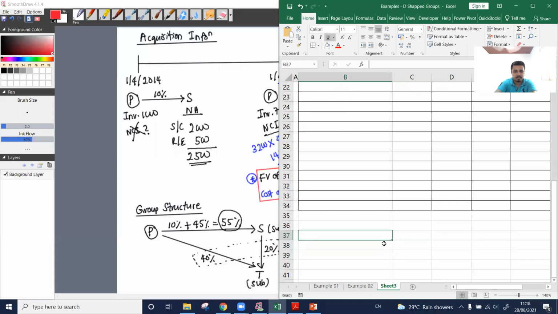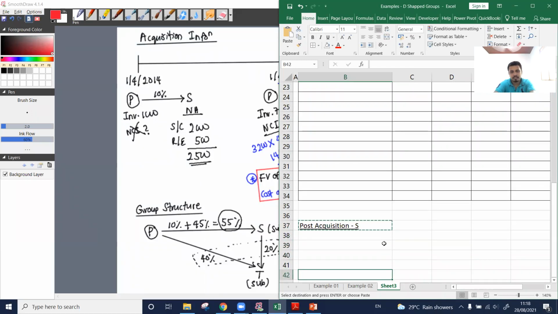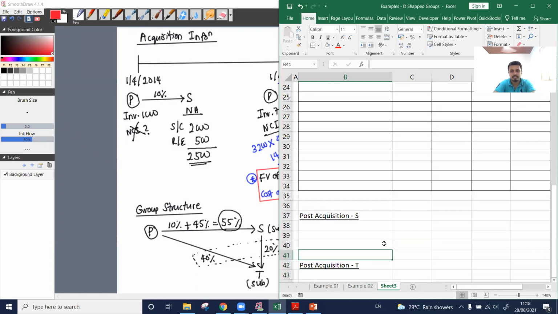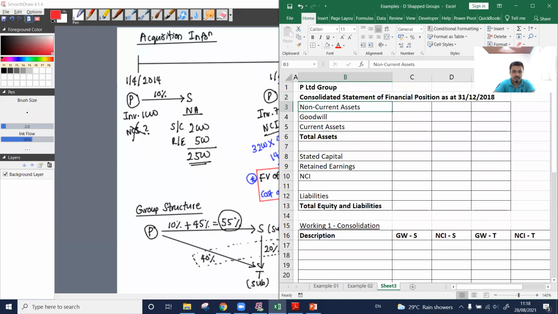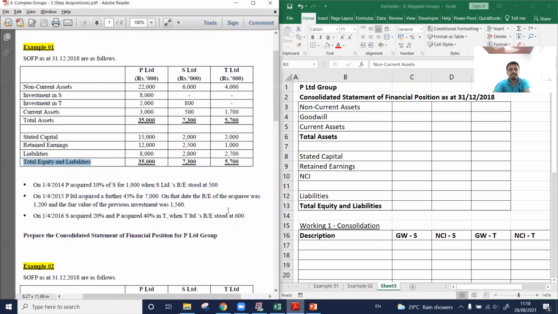And then what? Post acquisition of S Limited and post acquisition of T Limited, 2 subsidiaries. Right. What do we need to do next?